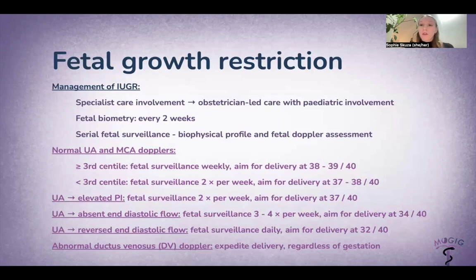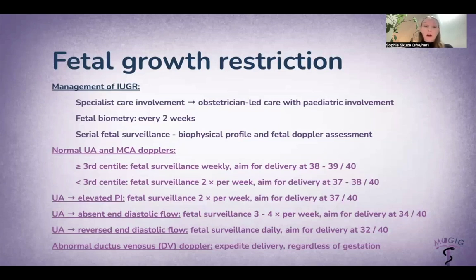If our umbilical artery Doppler demonstrates an elevated pulsatile index, fetal surveillance should occur twice per week, aiming for delivery around 37 weeks gestation, which was the case in this scenario. If our umbilical artery demonstrates absent end diastolic flow, fetal surveillance needs to increase to 3 to 4 times per week, aiming for delivery around 34 weeks gestation.